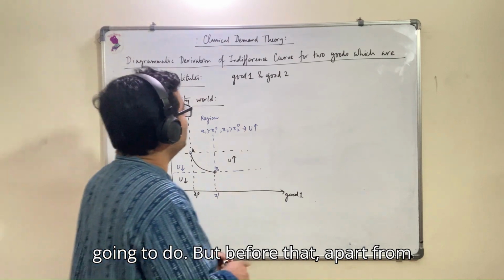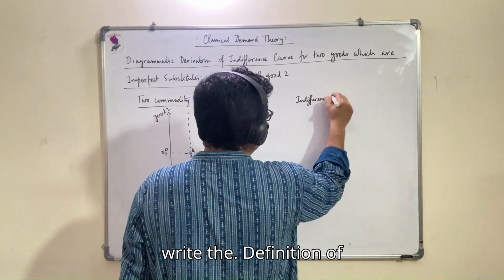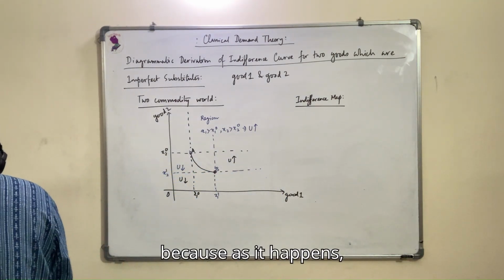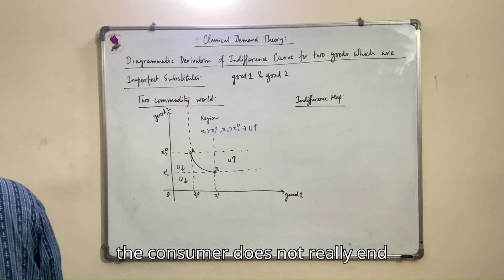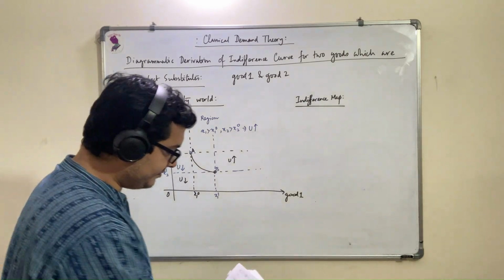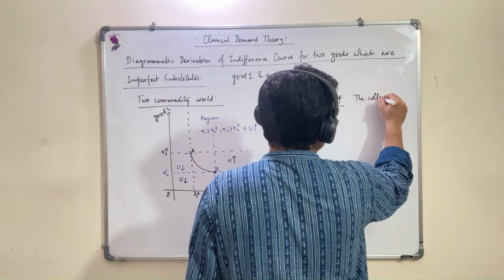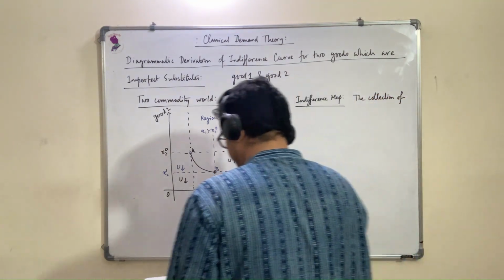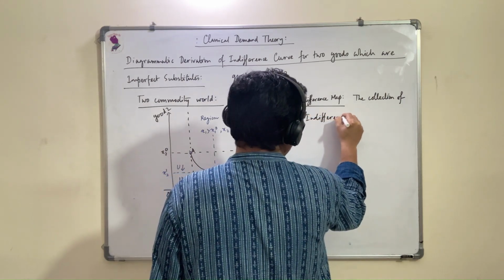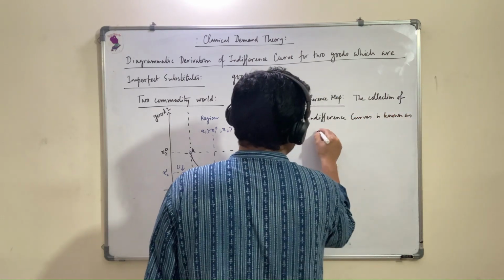But before that, apart from indifference curves, we are going to write the definition of indifference map, because as it happens, the consumer does not really end up with only one IC going from A to B. Anyways, so simple, the collection of indifference curves is known as indifference map.